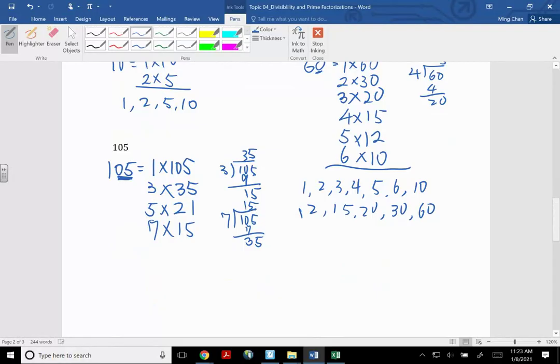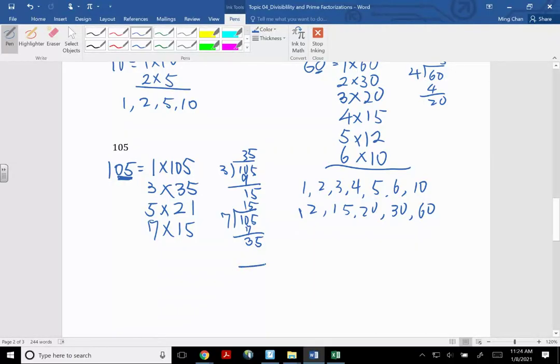All right. 8. 8 times no number where the answer ends with a 5. So I don't have to even try that. 9. 1 plus 0 plus 5 is only 6. 9 cannot go into 6. 9 cannot go into this number. 10 cannot work because 10 can only go into a number that ends in 0. All right, 11. I don't think 11 will work. 12 cannot work.